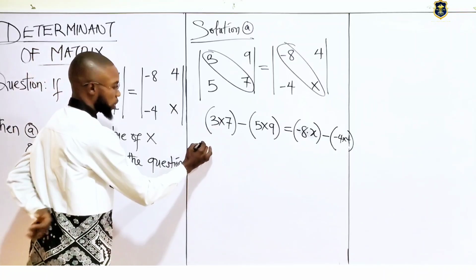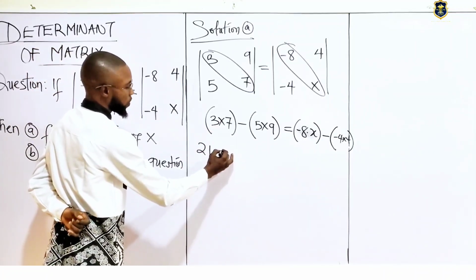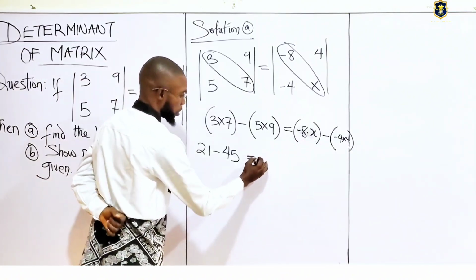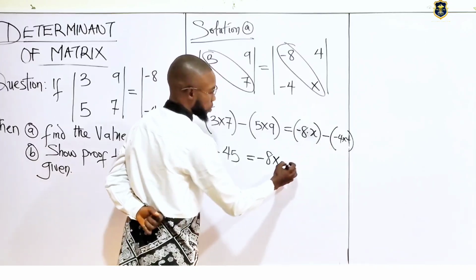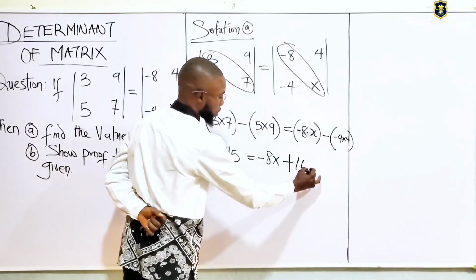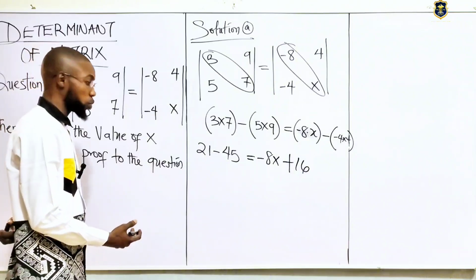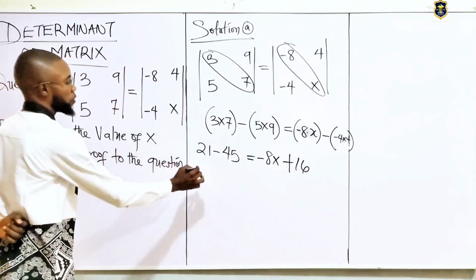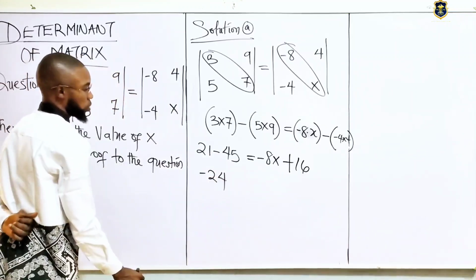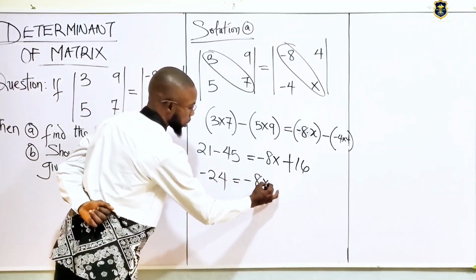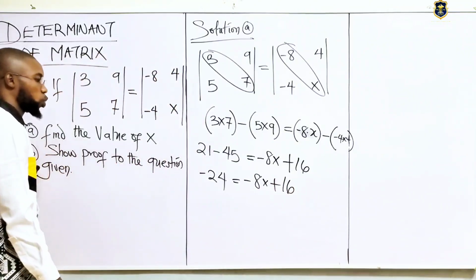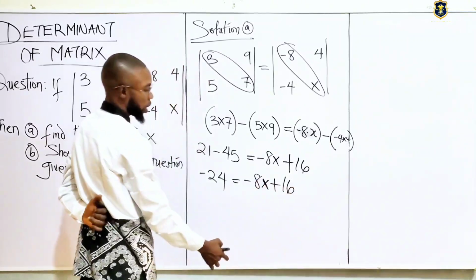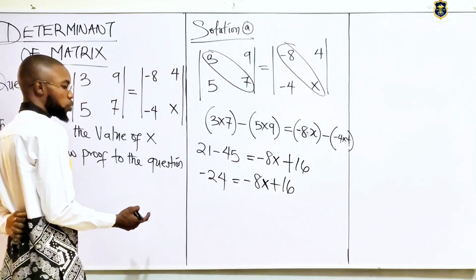So in doing this, we have 3 times 7 is 21, minus 5 times 9 which is 45. Right? Is equal to minus 8 times x is minus 8x, minus times minus is plus, 4 times 4 is 16. See, we are already constructing a simple equation from here. So 21 minus 45 will be minus 24. Right? Is equal to minus 8x plus 16. So what do we do? We collect like terms because these two cannot add. This one has an alphabet x, this one doesn't have. So what do we do? Look, I can show you a simple way of how we can do this.